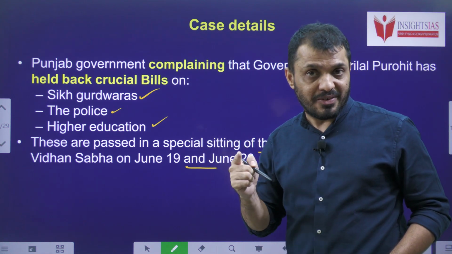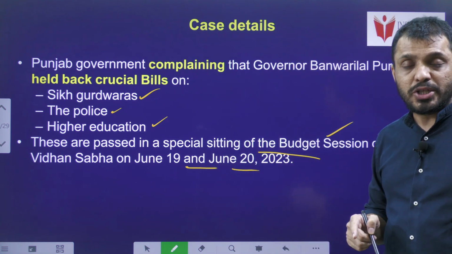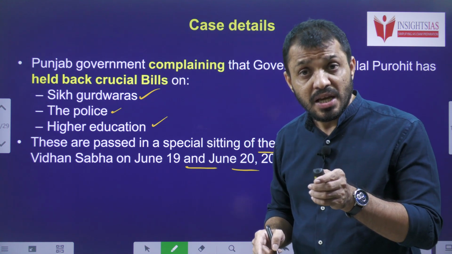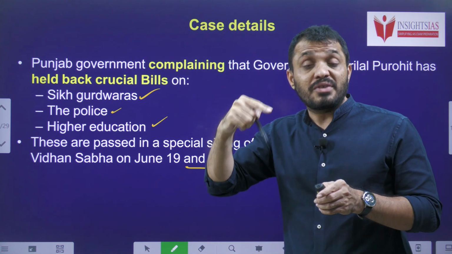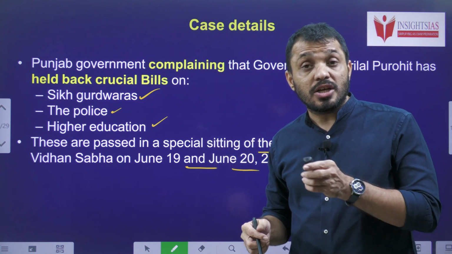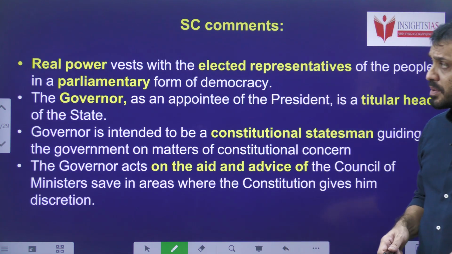That was the governor argument. So Supreme Court supported whom? Supreme Court supported the Punjab government. Of course, Supreme Court also made one more observation that this kind of continuation for very long time of a particular session is not right. A session cannot be continued perpetually. That was also an observation made by the Supreme Court.